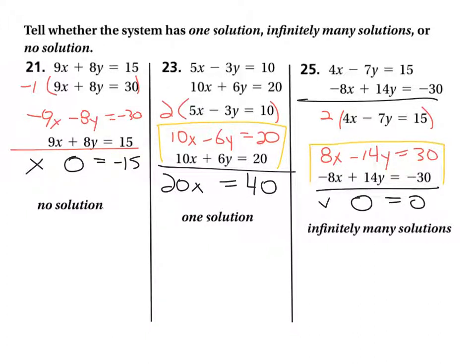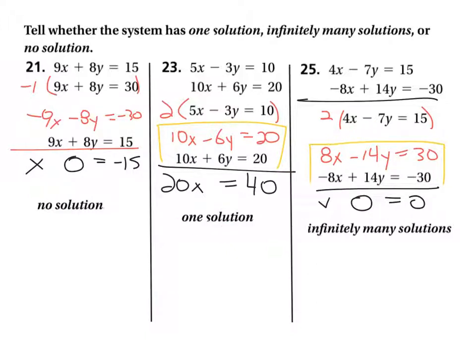The special cases of zero solutions or infinitely many solutions happen when, as you try to eliminate one variable, the other one is eliminated as well. If you get a false statement like this number 21, 0 equals negative 15, false. That means that that's parallel lines. There's no solution that's going to work for both of them. No solution. Okay. For 23, nothing dropped. The second one didn't drop out. We eliminated the y's, but the x's remained. So that's just a regular old two different lines that cross in one place, one solution.